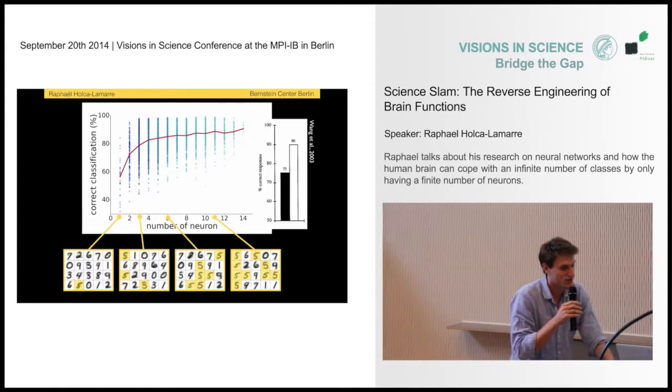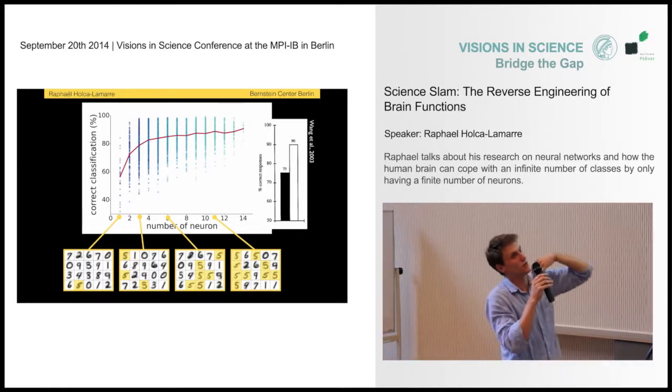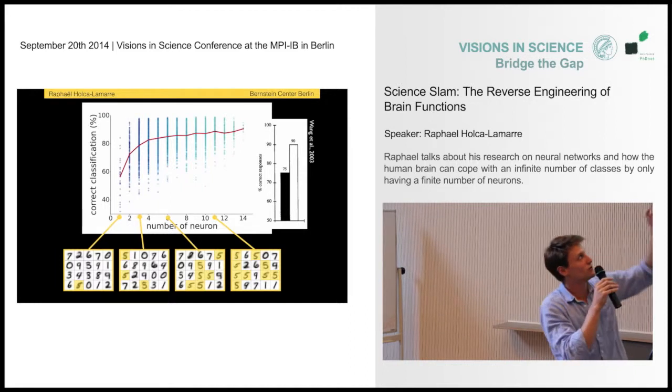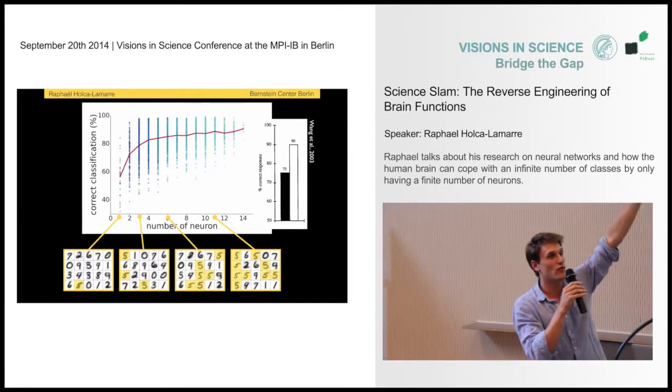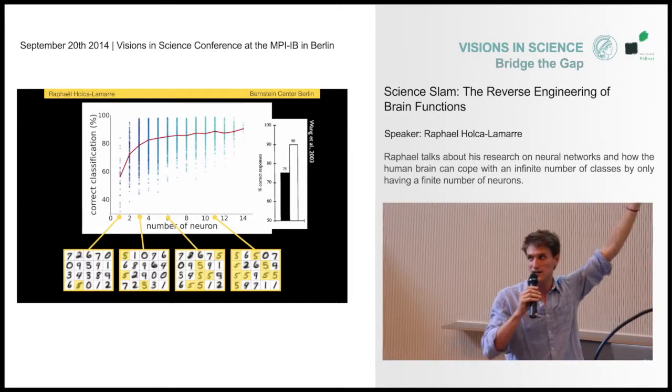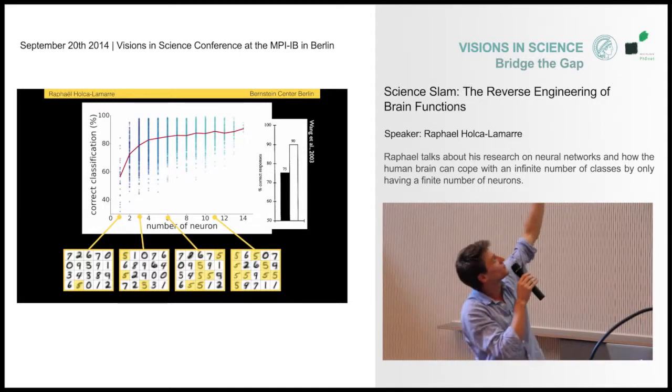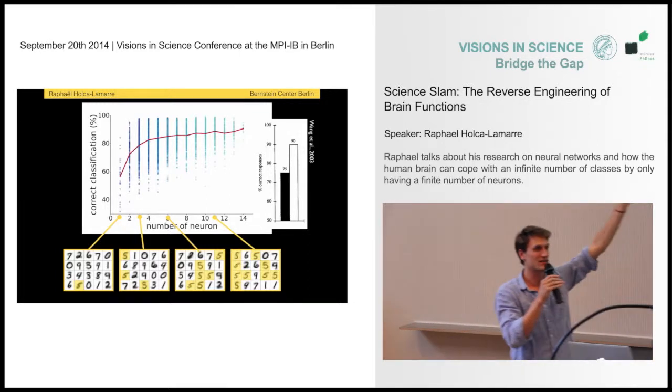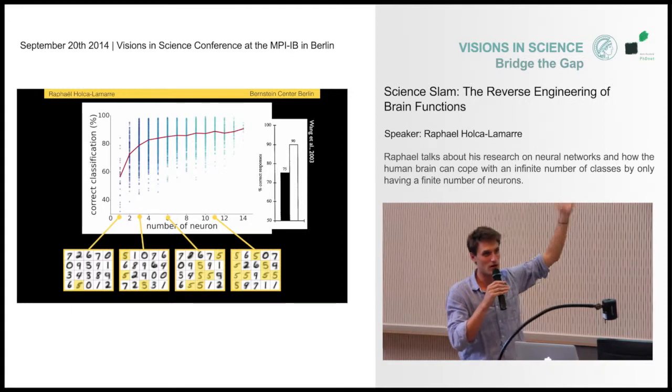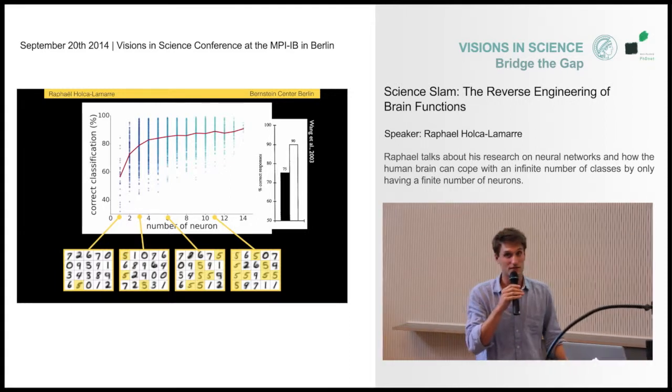And so this is equivalent to what we observe in biology, right? Or what we observe in humans. As we improve our performance in classifying the tones, this network also improves its performance at classifying 5s by having more neurons dedicated to 5s.